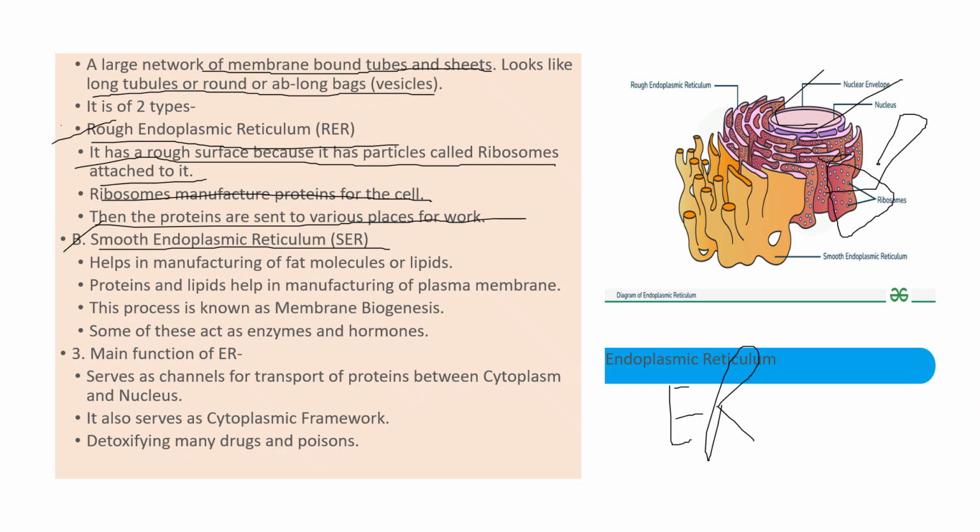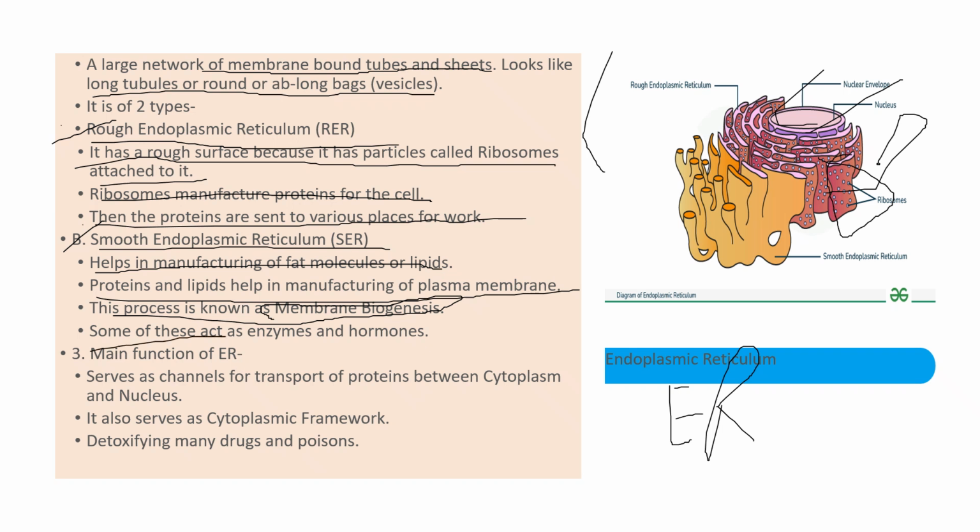Now we'll study about smooth endoplasmic reticulum. Smooth endoplasmic reticulum helps in manufacturing of fat molecules or lipids. Proteins and lipids help in manufacturing of plasma membrane. So the plasma membrane, the outermost covering of a cell in animal cell, is formed of fat molecules and lipids and proteins. So SER helps to make them. This process is known as membrane biogenesis. So what is membrane biogenesis? Membrane biogenesis is the process by which endoplasmic reticulum forms the plasma membrane through proteins and lipids.